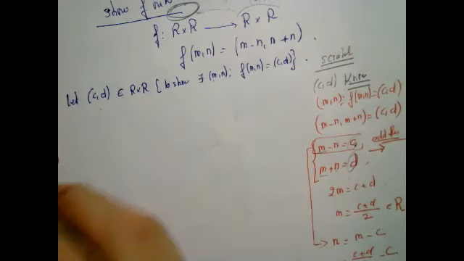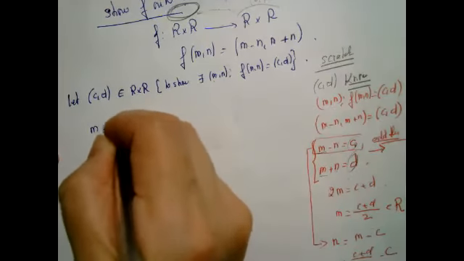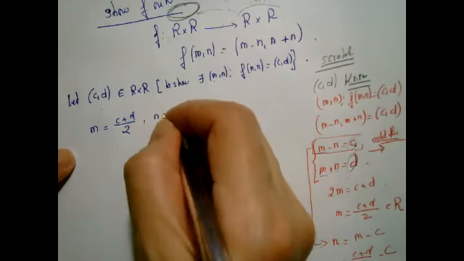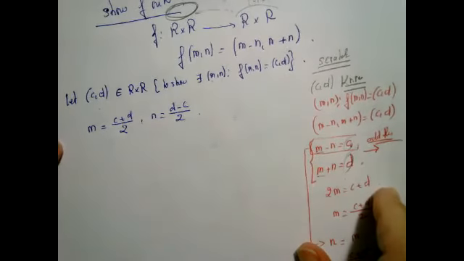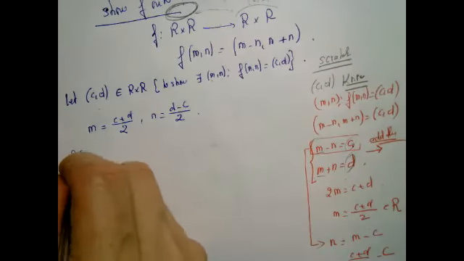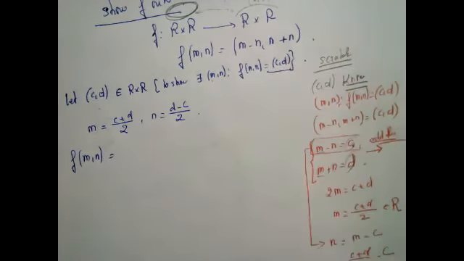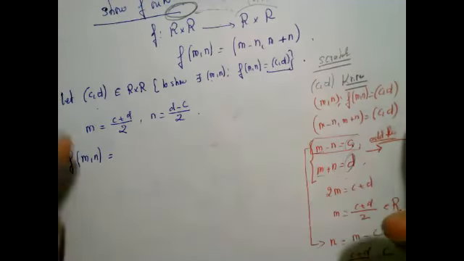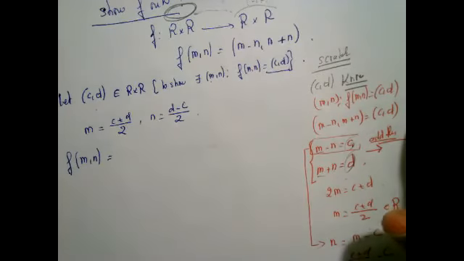Let CD be in R. Take m to be C plus D over 2 and n to be D minus C over 2. And then I have to convince you one more time that f of mn is equal to CD. So that's really how we prove. We do the scratch, we do everything on the side, and then we say, that's my m, that's my n. Let me make sure that this mn is sent to CD.